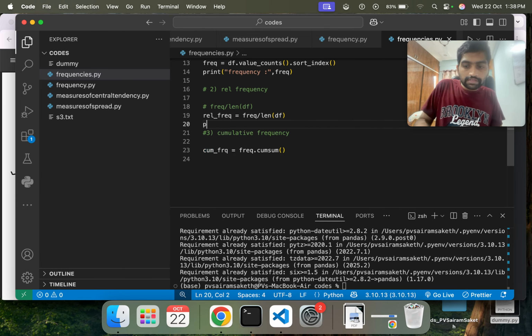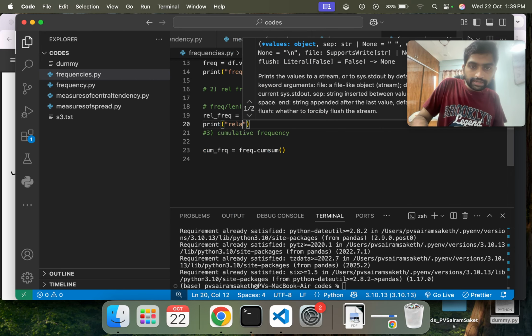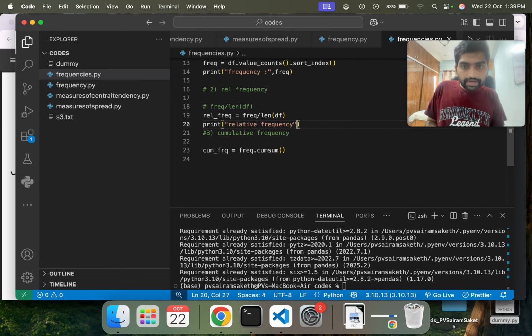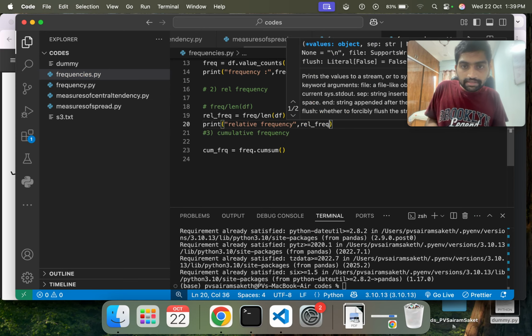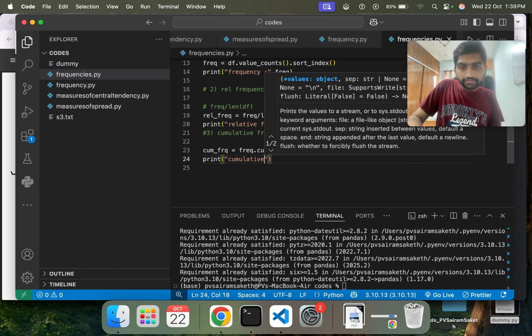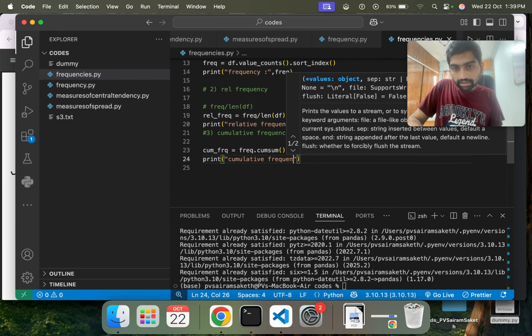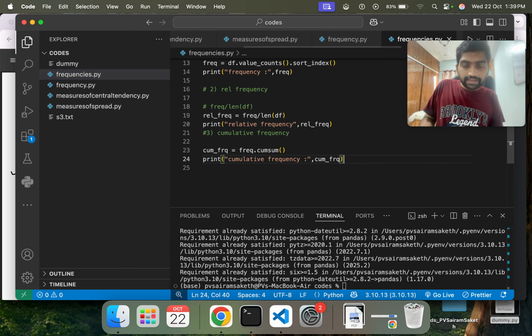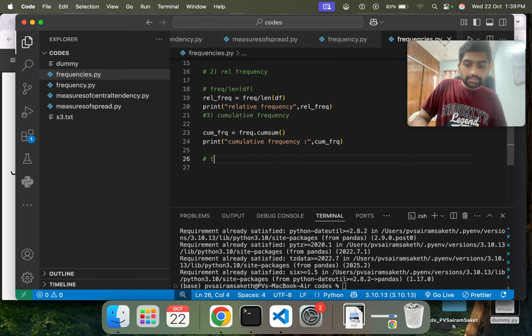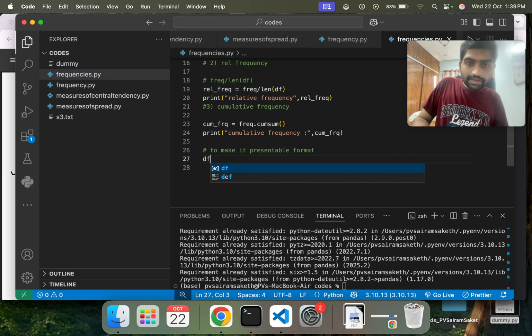Now we'll just print these values: print relative frequency, and here we'll write rel freq. Then you have to print the cumulative frequency, and here we will write cum freq. Then I want all of these results to come in one data frame so that it looks presentable. To make it presentable, you'll write df.